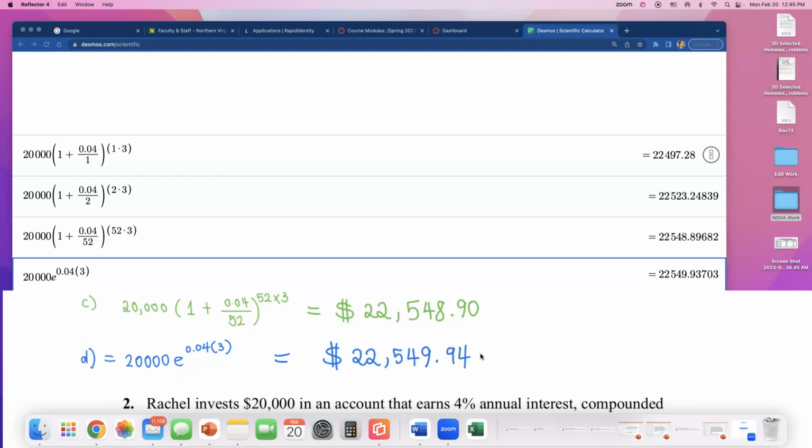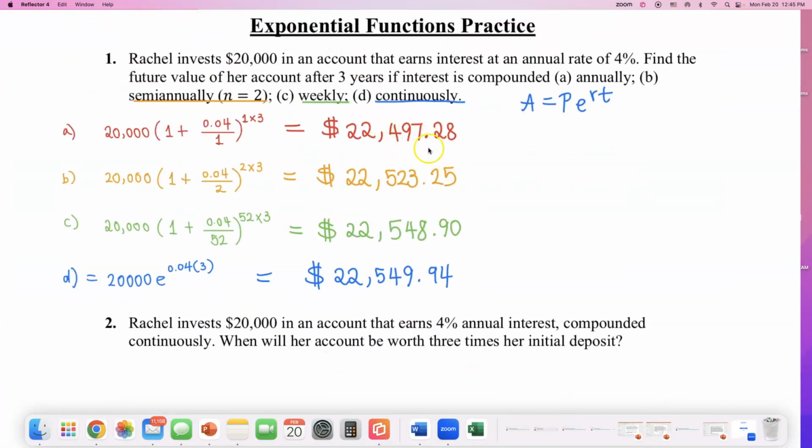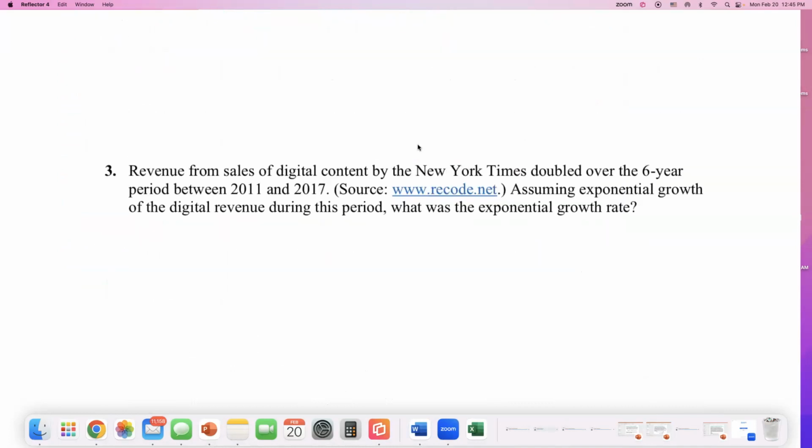$22,549.94. So remember, the more frequent you compound your money, the bigger the sum that you will have at the end. Okay, so as the compounding period increases, you see our money is getting bigger, right? So that's how you can do number 1. All right, let me do number 2 and 3 in the same video.